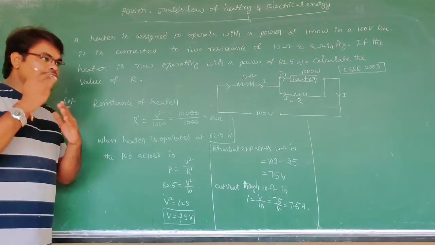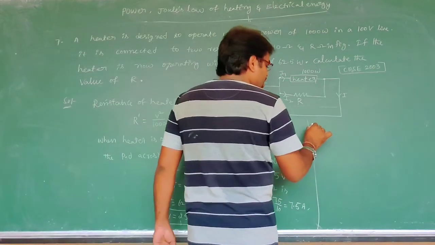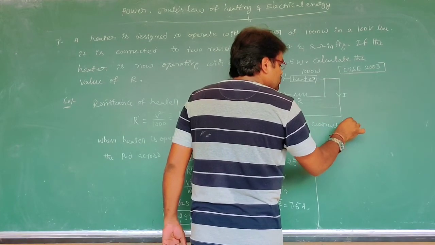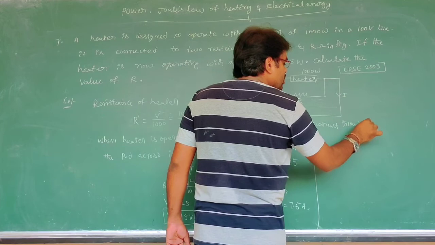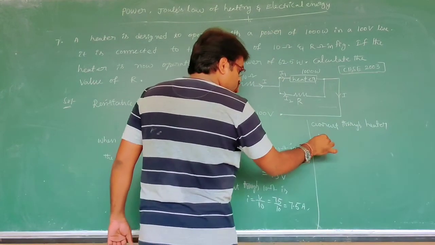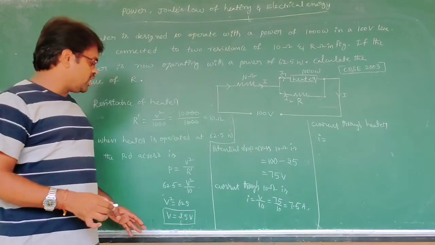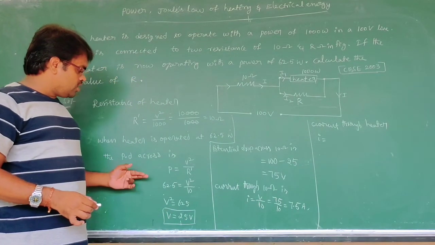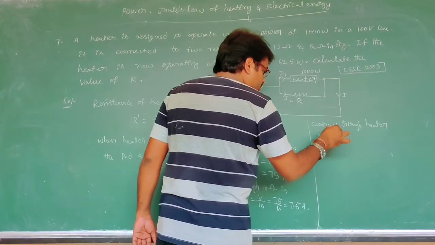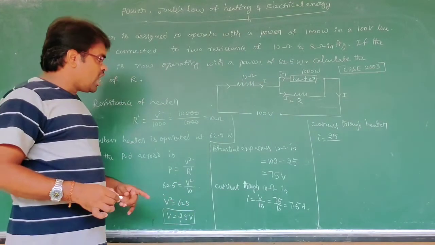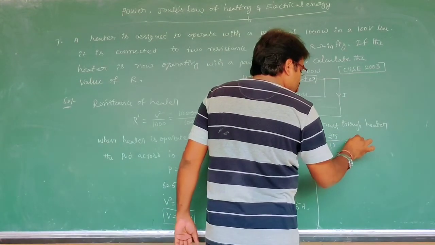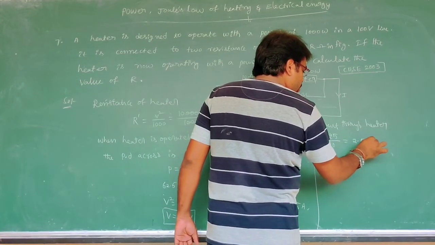Now the current through the heater, I is equal to V by R. What is the potential? The potential is 25, and what is the resistance? 10, so that is 2.5 ampere.